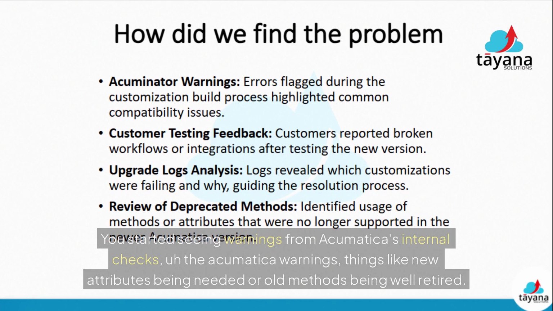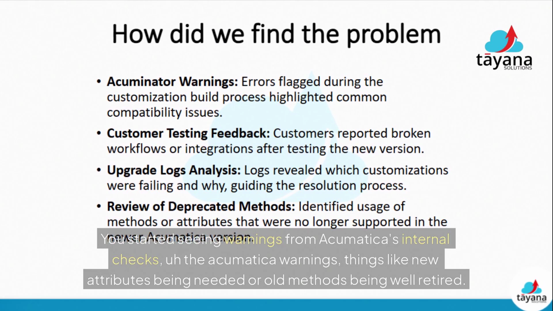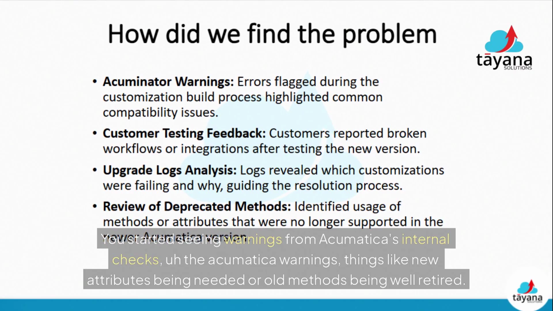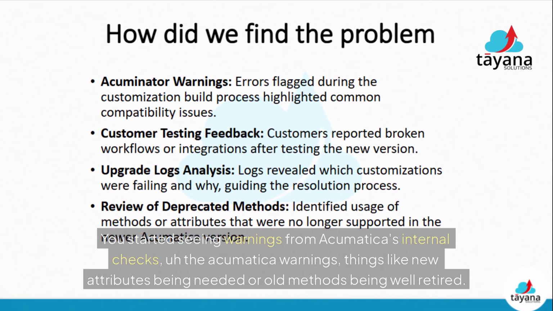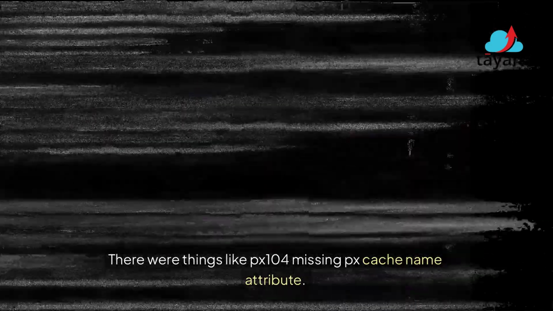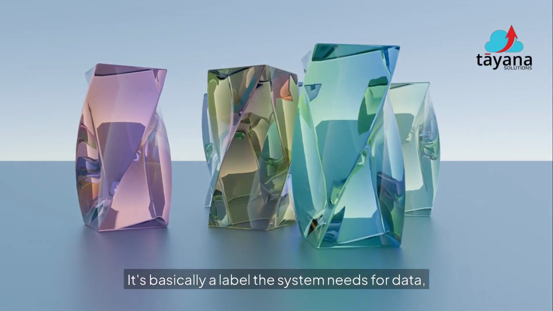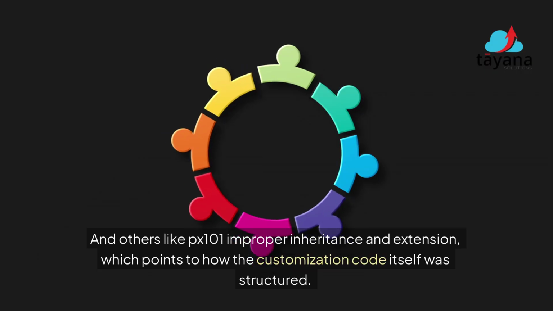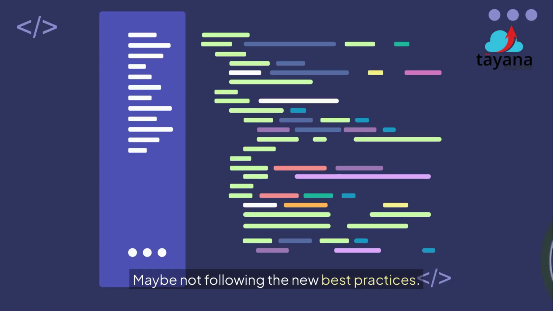You started seeing warnings from Acumatica's internal checks, the accumulator warnings, things like new attributes being needed or old methods being, well, retired. Okay, specific examples. Sure, there were things like PX1014 missing PXCacheName attribute, so basically a label the system needs for data. Right. And others like PX1011 improper inheritance and extension, which points to how the customization code itself was structured, maybe not following the new best practices.